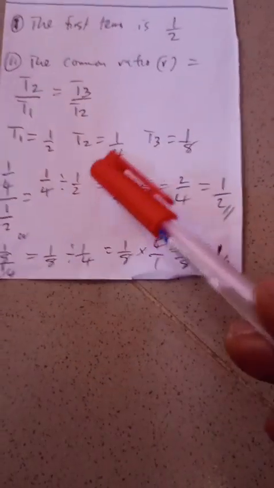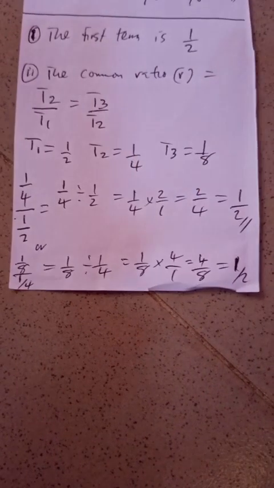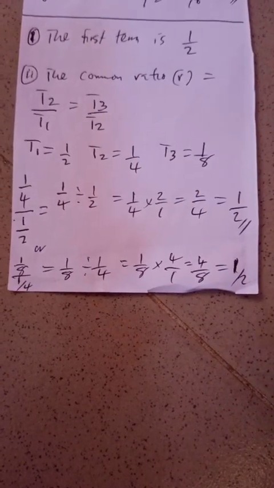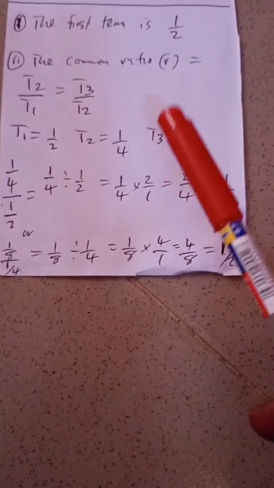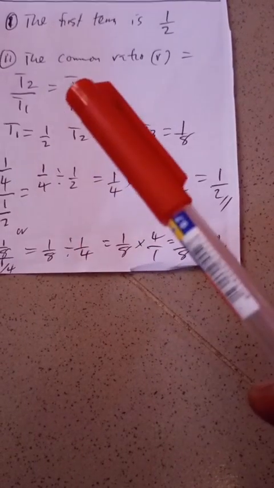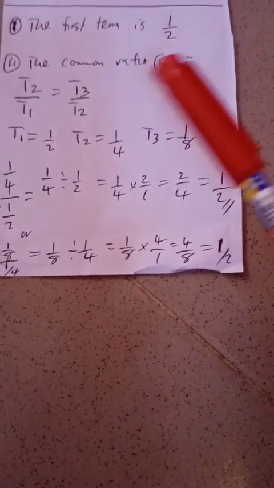Now let's move to the second one, which is in fractional form. Remember that the values given to us are: the first term is 1 over 2, the second term is 1 over 4, and the third term is 1 over 8. So the common ratio R is T2 over T1 and T3 over T2. The first term there is 1 over 2, so our A is 1 over 2.